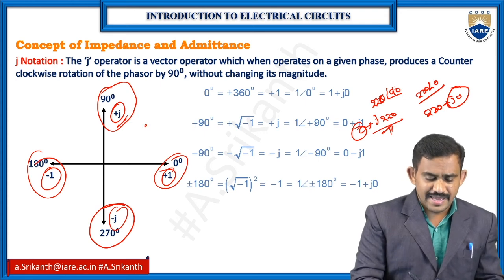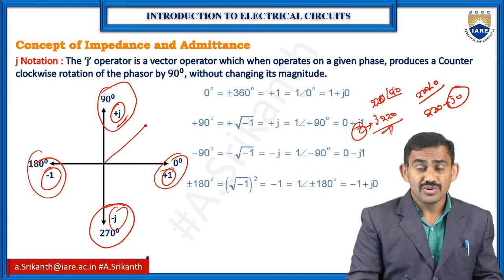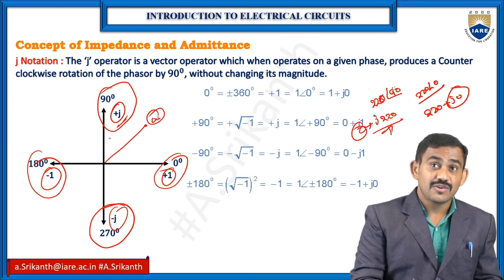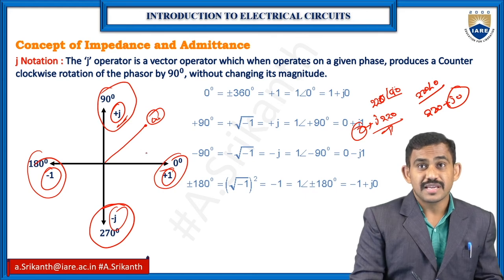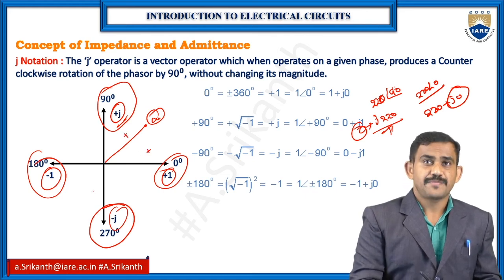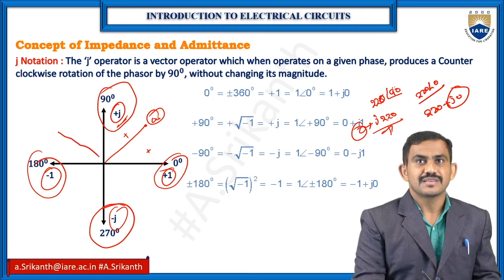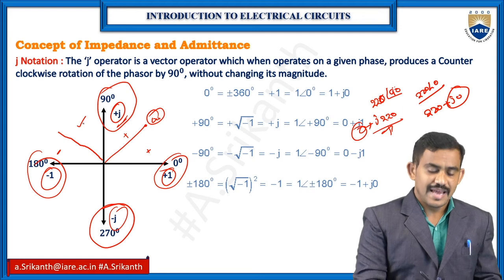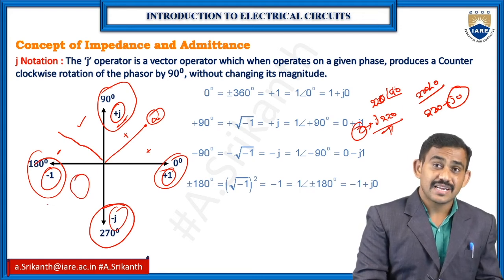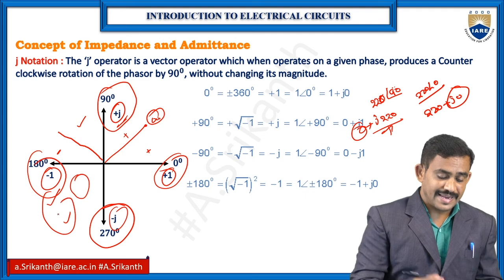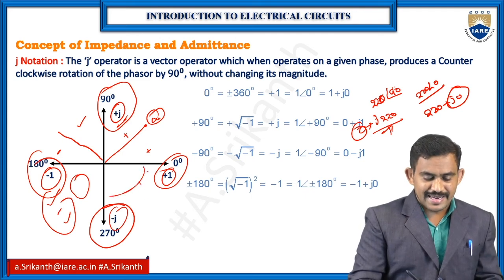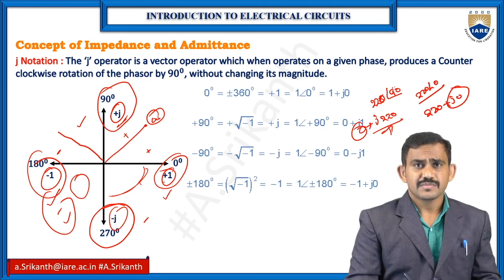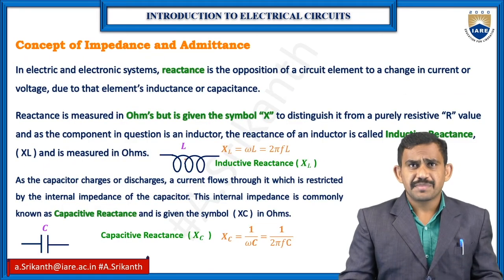Suppose my angle is 45, then the real value and imaginary value both are plus. If my angle is in this region, my real value is minus and my imaginary value is plus. In this place, my imaginary and real values both are minus. In this angle area, my imaginary value is minus, but the real value is plus. Okay, that is about J notation.